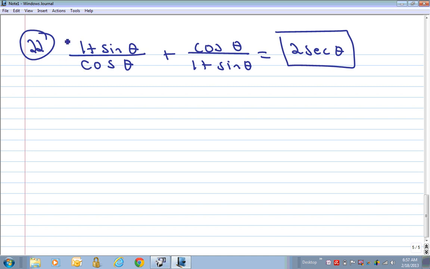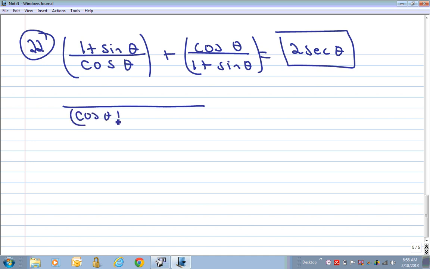And again, we've got 2 fractions and we're adding, so that means we're going to need a common denominator. The common denominator in this case is going to be both of these, so I'm going to write one big fraction bar, and I'm going to write cosine theta times 1 plus sine theta. All right, there's my common denominator. The left side has the cosine. It needs the 1 plus sine theta. The right side has the 1 plus sine theta. It needs a cosine. All right, so I'm going to multiply or FOIL these two together.